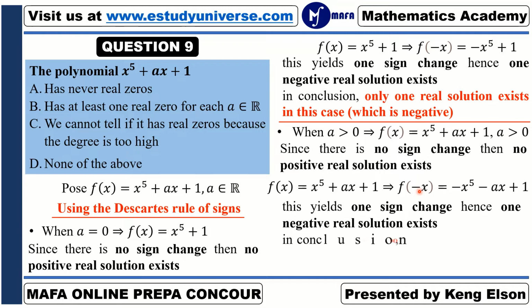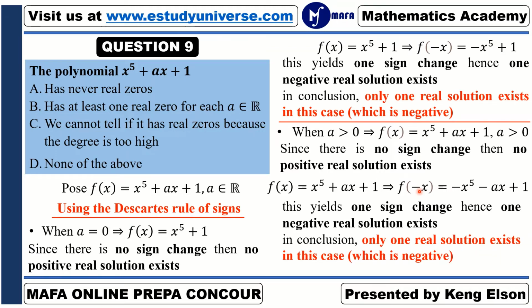So what can we conclude? How many real solutions are there? We have one real solution, which is still negative. For all positive values of a, there is only one real solution, and that real solution is negative. So for a equal to 0, we have one real solution, which is negative. For a greater than 0, we also have one real solution, which is also negative.